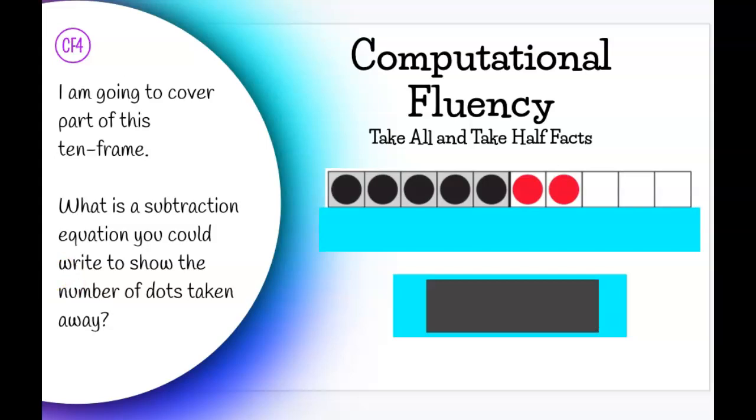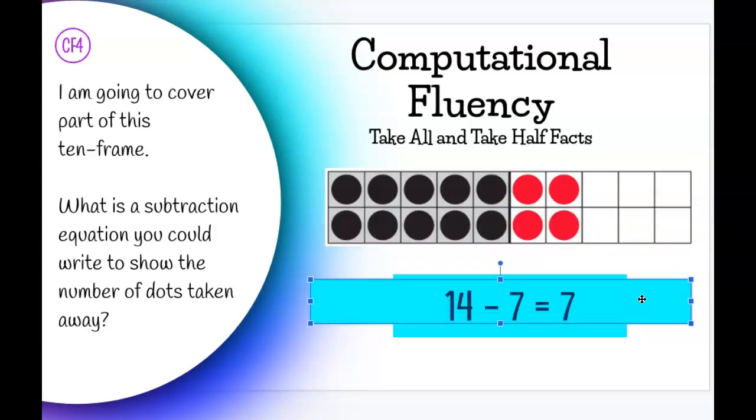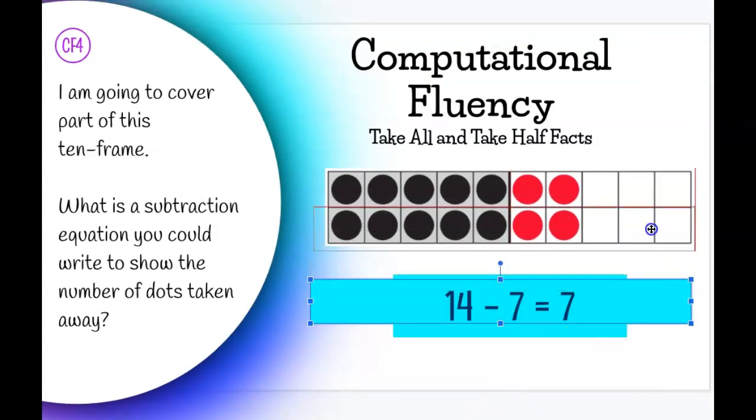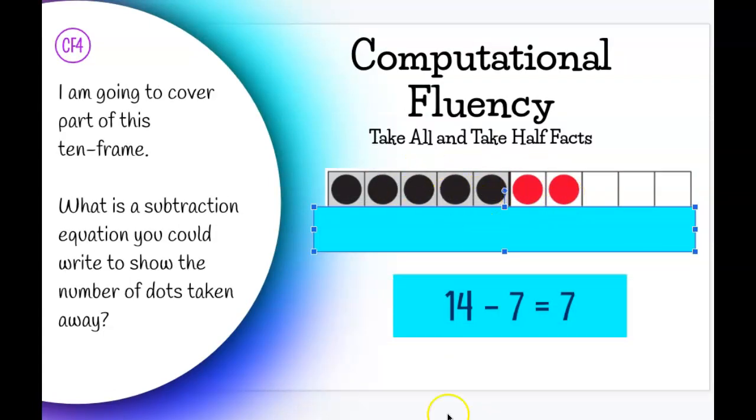I want you to be thinking about how many we started with, how many we took away under this blue, and how many we have left to show a take half fact. If you wrote 14 minus 7 equals 7, good work, because we're thinking about starting with how many we had all together, how many we've taken away, and how many we have left.